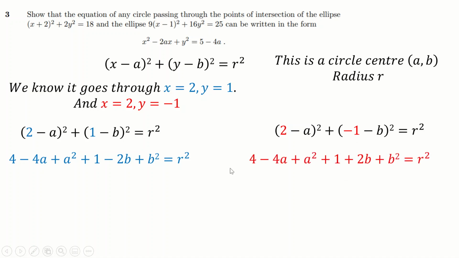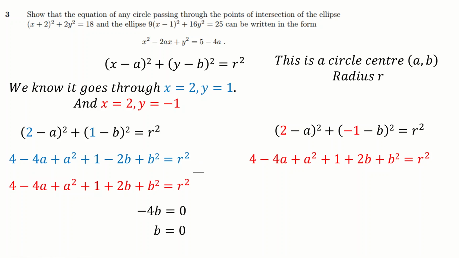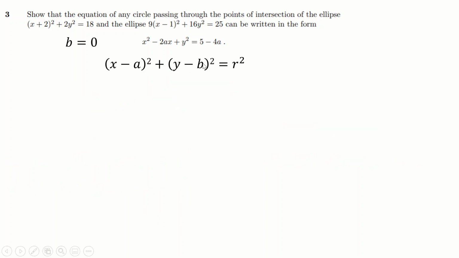And now if I just slot this one underneath this one and take away, 4 take away 4 is 0. -4a take away -4 is 0. That take away that is 0. That take away that is actually -4b, but that's 0 and that's 0. So -4b is 0, which of course means that b is 0, which is great, because that eliminates one of these unknowns that I didn't really want here. So I know b is 0, which means I can update my formula to be this. And now I just need to look for a and r.